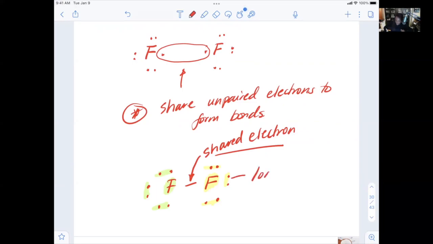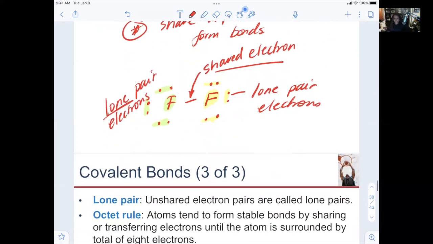Okay, so these are lone pair electrons. And right here, we have lone pair electrons belonging to only one element. Ergo lone, one, alone, okay? That's kind of how I viewed it when I was going to school. I was like, okay, the terminology kind of explains what's going on.